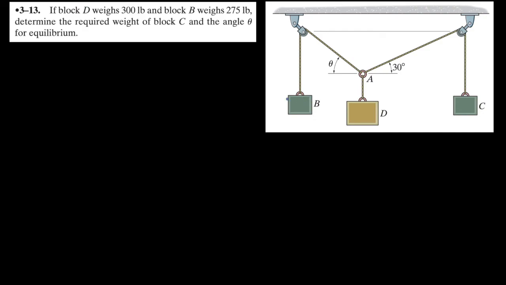The problem states: if block D weighs 300 pounds and block B weighs 275 pounds, determine the required weight of block C and angle theta for equilibrium. All right, so the first thing we need to do with regard to this problem is understand that we are in equilibrium. What does this mean? This means that every single object you see here is stationary.